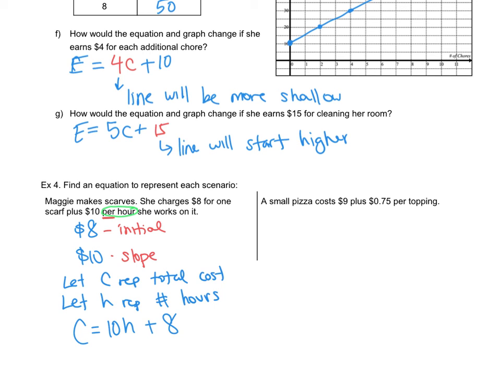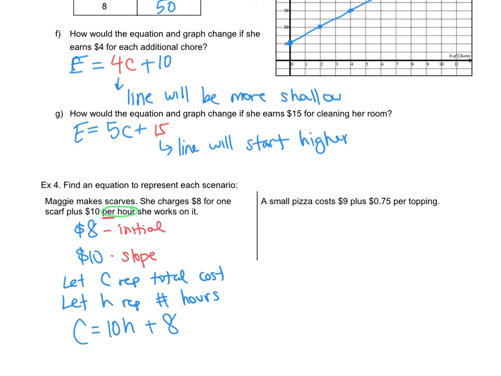But you could have also thought of it logically. She gets $8 no matter what. If she worked for 3 hours, 3 times 10 is 30, so you do 30 plus 8. If she works h hours, 10 times h to get the total, and then add on the 8, which is exactly what this equation is telling us to do.